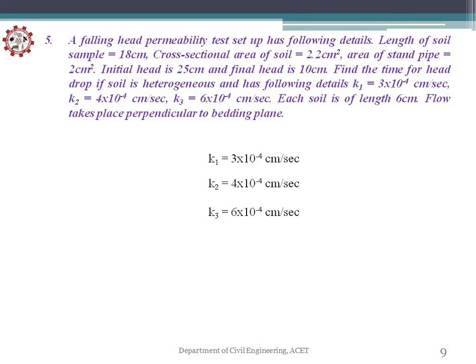Find the time for head drop if the soil is heterogeneous and has the following details: K1, K2, K3. Each soil is of length 6 centimeter. Flow takes place perpendicular to the bedding. So the flow is perpendicular to the bedding and each layer has 6 centimeter height.